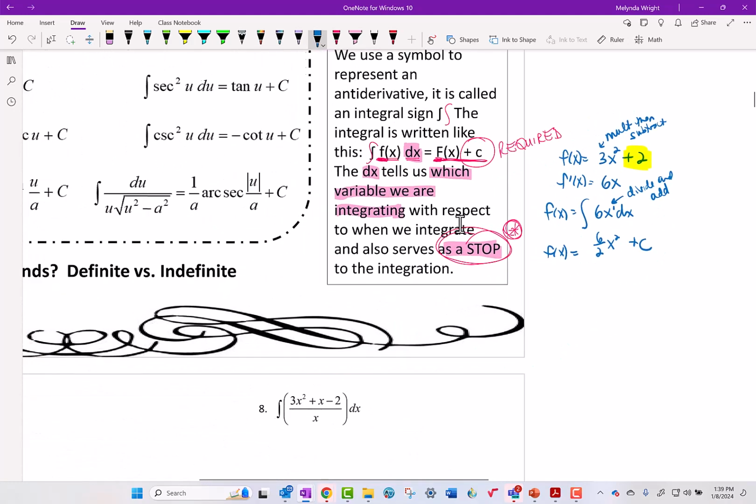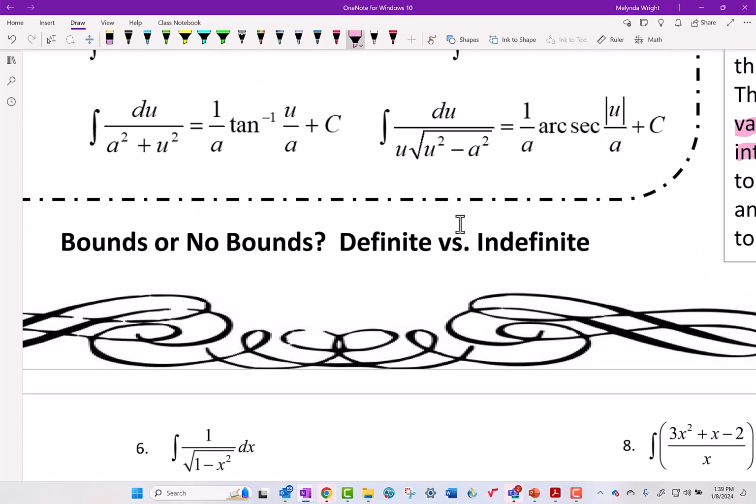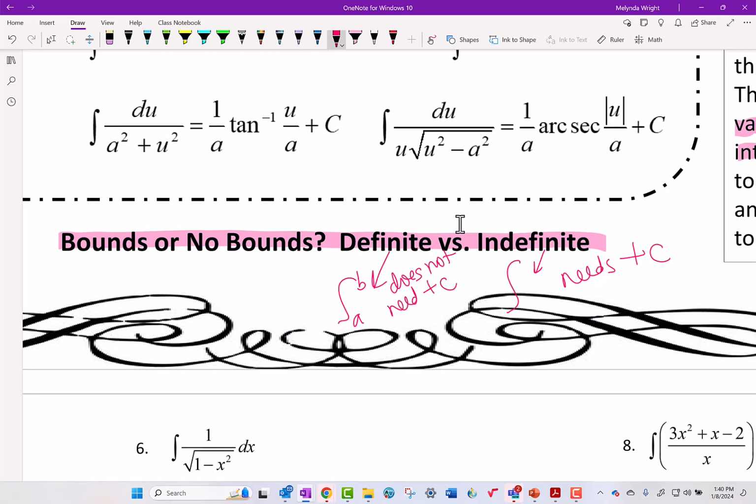Okay. All right. So bounds or no bounds. I've talked about that briefly, and I'll talk about that again. A definite integral will have bounds like a to b. An indefinite integral will not have bounds. That's just the difference, and we'll get into more specifics about that later. The indefinite integral needs the plus c. The definite integral does not need the plus c. There, we do something else with it.